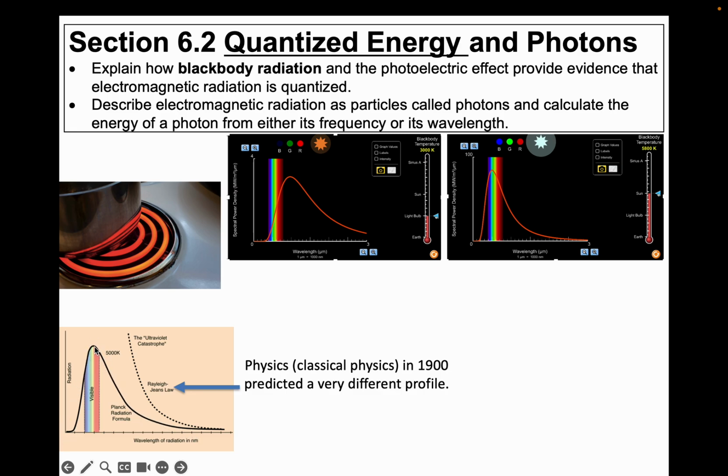The reason this becomes an issue is that the very best physics in the world in 1900 predicted a very different profile. And when I say the very best physics, this is called classical physics. This is the physics from Isaac Newton on that was able to account for many wonderful things, but it failed in this respect because the profile that it predicted, as a dashed line, is just going up, up, up, up. It's not coming back down.